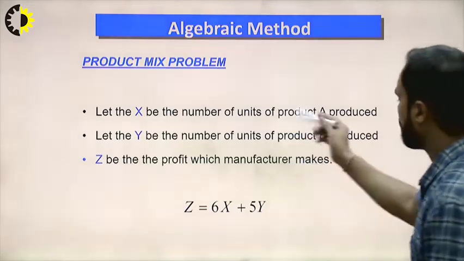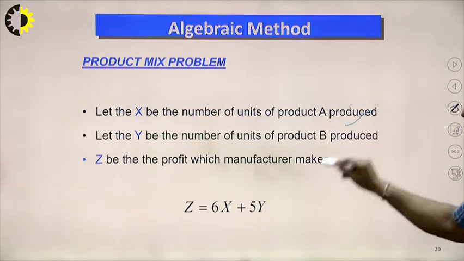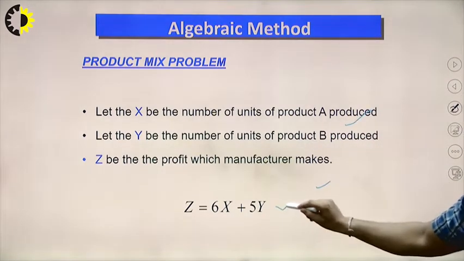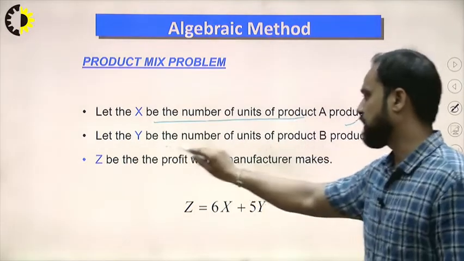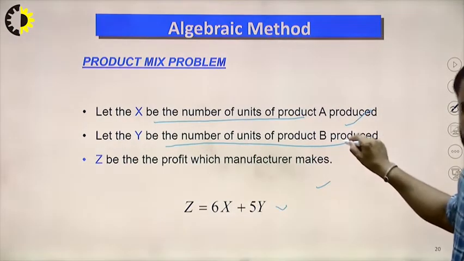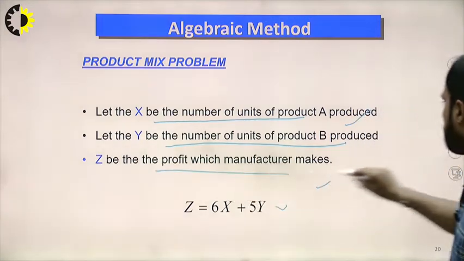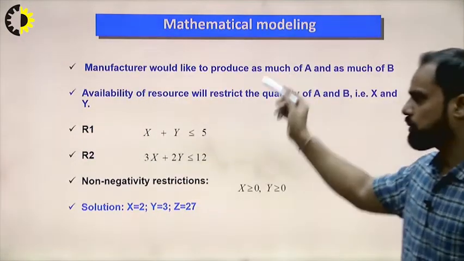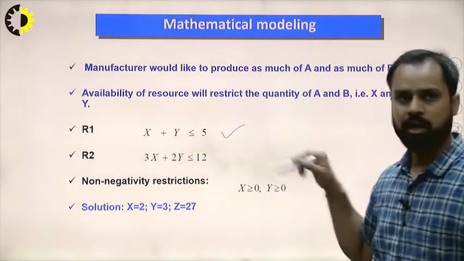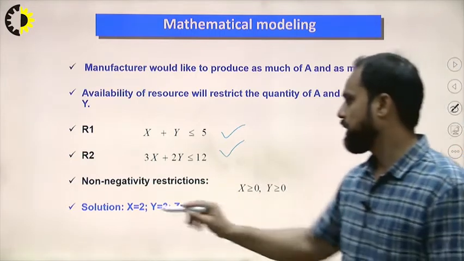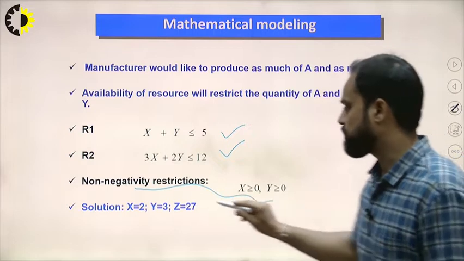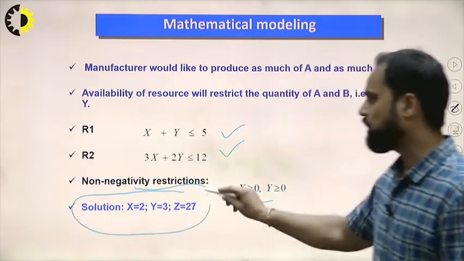So here is the same way we are assuming, the description is here, right? We are assuming X is the number of units produced of product A, Y is the number of units produced of product B, and Z is the profit, right? I have already discussed all these things. That is the equation for R1, that is the equation for R2, resource 1, resource 2, and these are the non-negativity restrictions, and we are getting the solution by plotting on the graph.